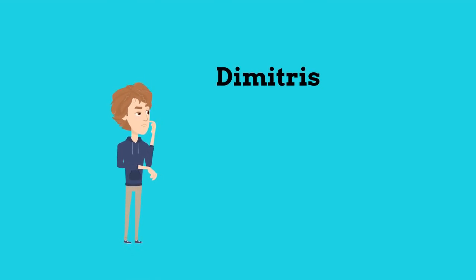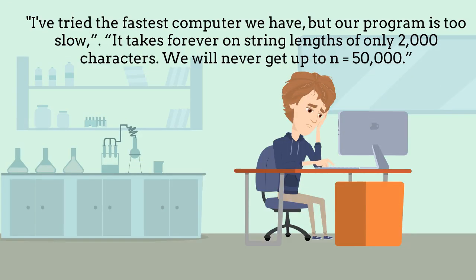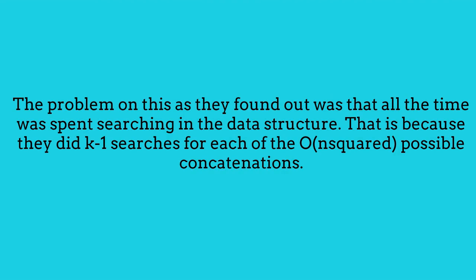This idea seemed good, and that's what Skiena's graduate student, Dimitris Margaritis, thought. But things weren't as expected. Dimitris complained, "I've tried the fastest computer we have, but our program is too slow. It takes forever on string lengths of only 2000 characters. We will never get up to n equal to 5000 characters." The problem, as they found out, was that all the time was spent searching in the data structure. That is because they did k-1 searches for each of the O(n squared) possible concatenations.